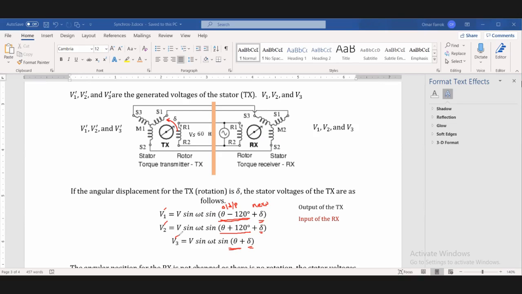তাহলে এটা হলো আমাদের ট্রান্সমিটার সাইডের স্ট্যাটার ভোল্টেজেস। তাহলে ব্যাপারটা কি দাঁড়ালো? So if the angular displacement for the transmitter is delta, voltages of the TX are as follows. তাহলে ট্রান্সমিটার সাইডের ভোল্টেজটা শুধুমাত্র আমাদের চেঞ্জ হলো এই জায়গাটায়, এবং আমি প্রশ্ন রেখে দিচ্ছি, what is the change in the magnitude or amplitude? The magnitude or amplitude is the same as there is no change in the V. So magnitude or amplitude is the same. We have to remember that.